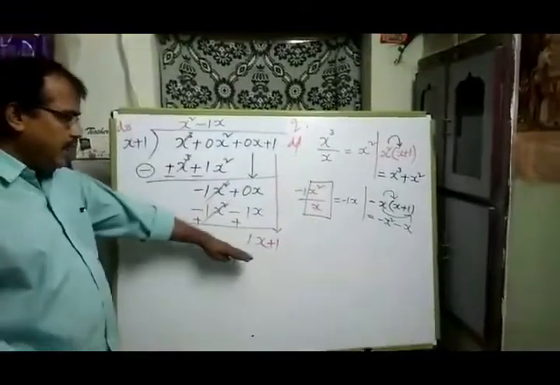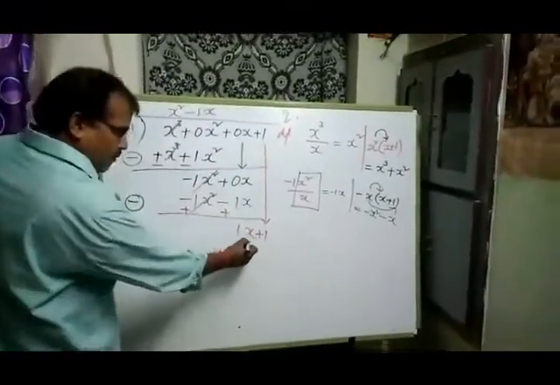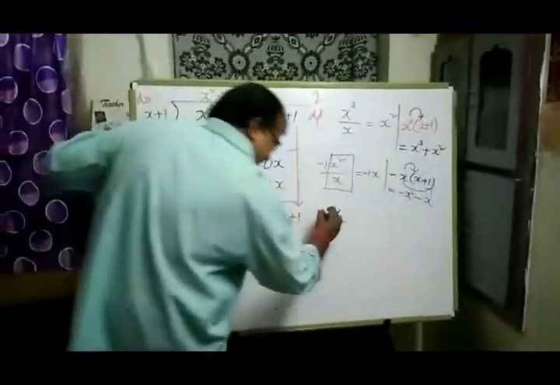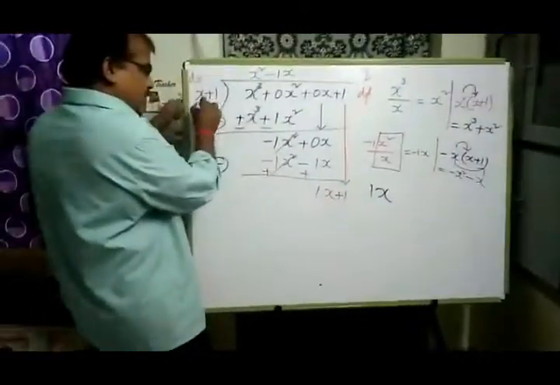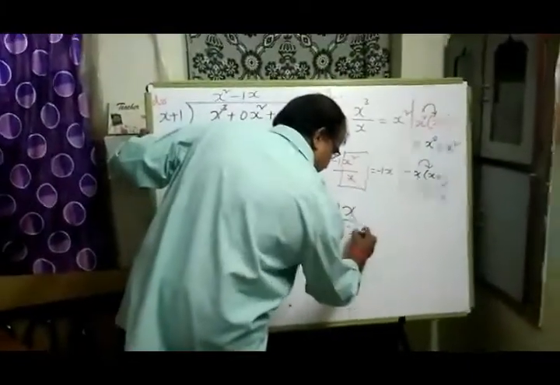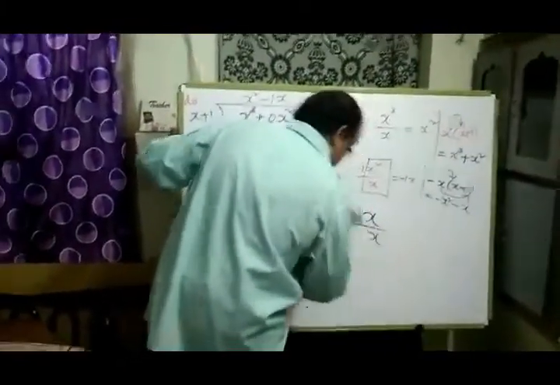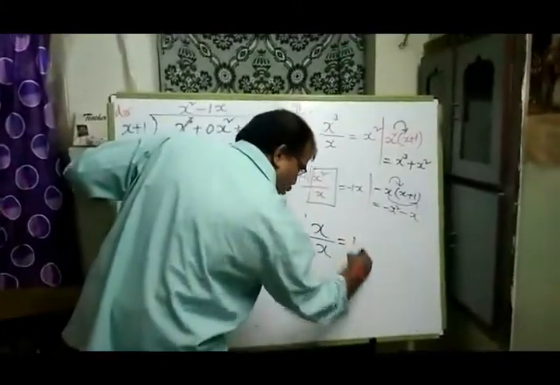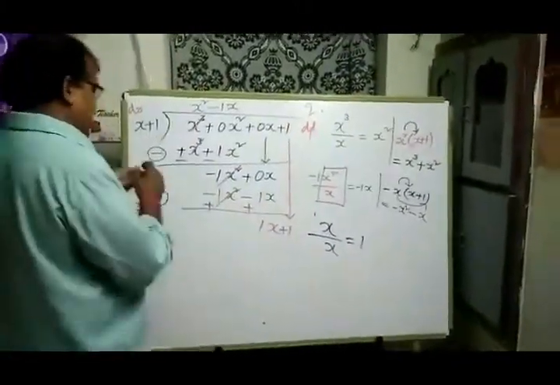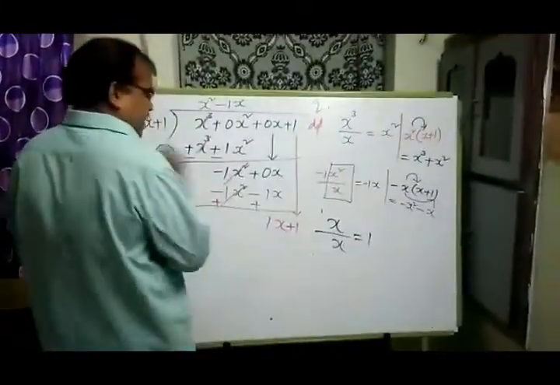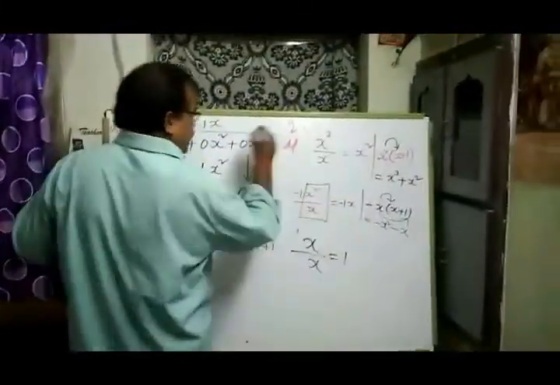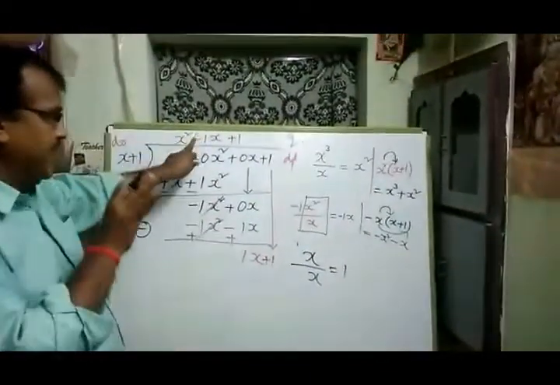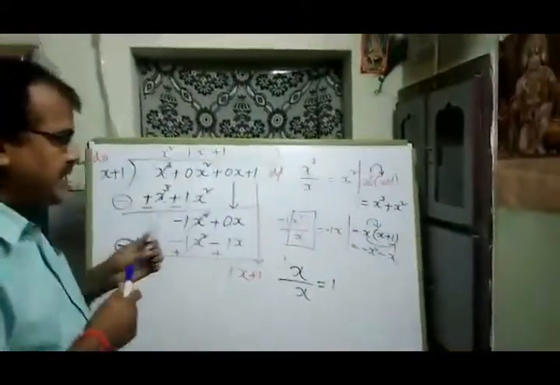So here, what is the first term of this new dividend? x, or 1x, no problem. Here the first term of the divisor is also x or 1x. x by x is equal to 1. If you are not writing 1 also no problem. So the partial quotient now is plus 1. Now it is a full quotient, 100%.